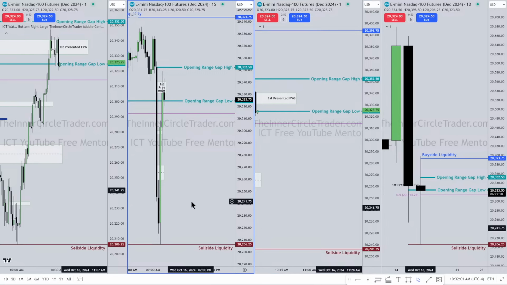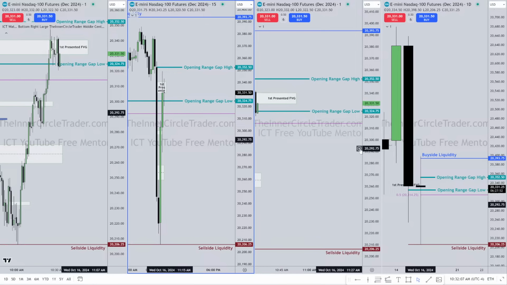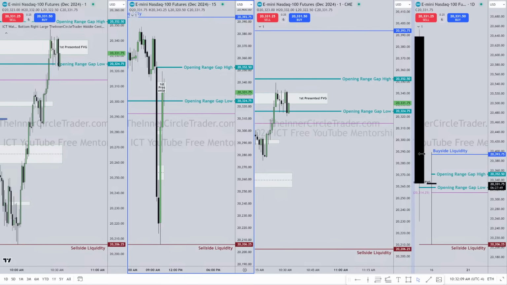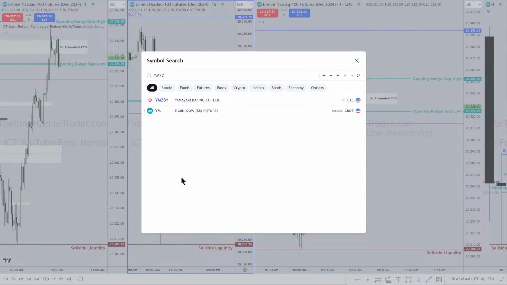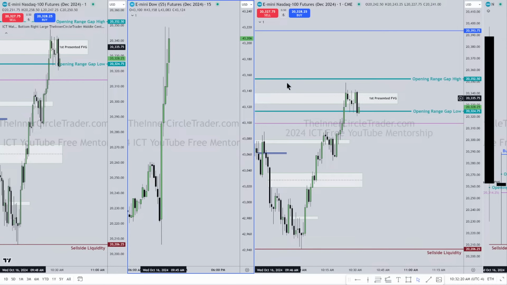All right, so let's do this. Here's the NASDAQ chart, and then we're going to put the Dow here. I'll save this part, and then I'm going to close it.